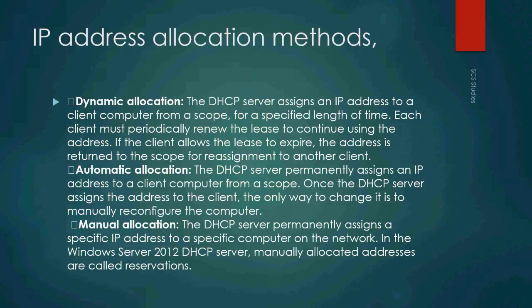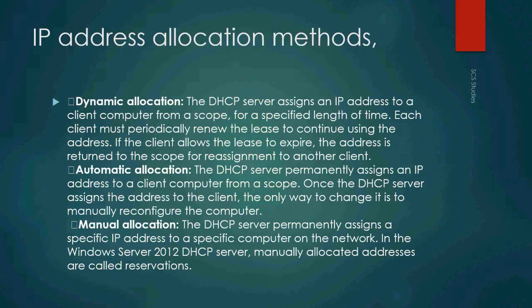So let's learn about IP address allocation methods, that is, how an IP can be allocated from a DHCP server to a DHCP client machine. We have three types of distribution process. The first one is dynamic allocation. Dynamic allocation means the DHCP server assigns an IP address to a client computer from a scope for a specified length of time.